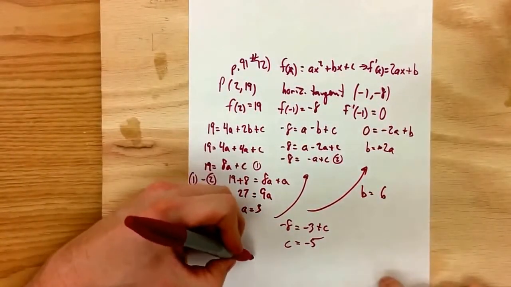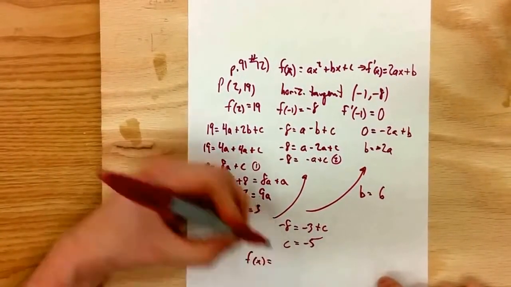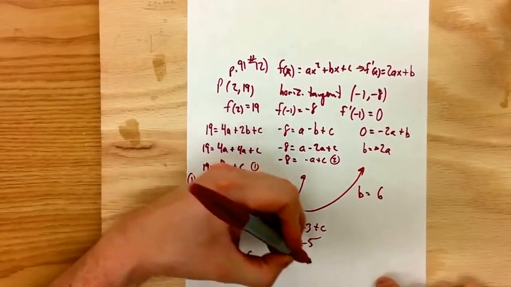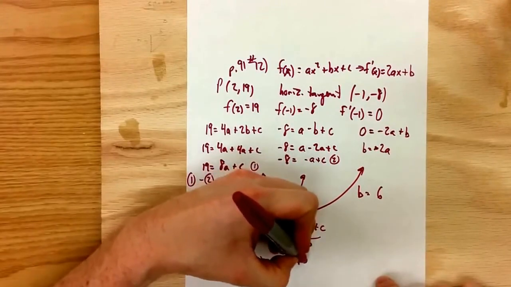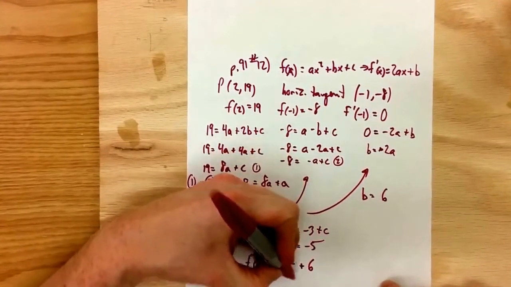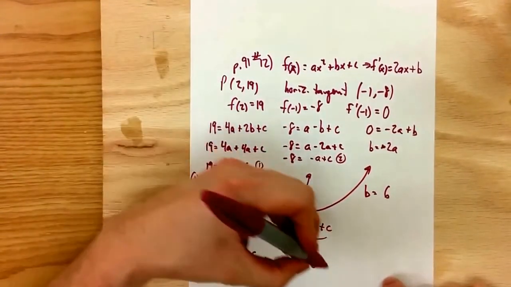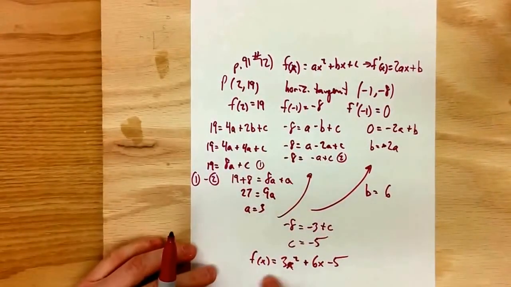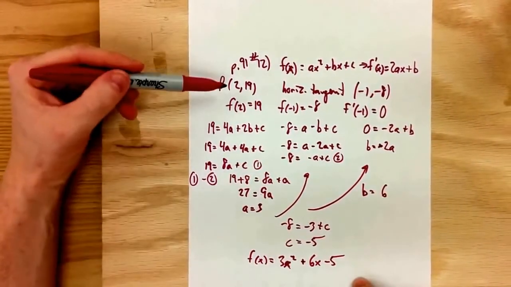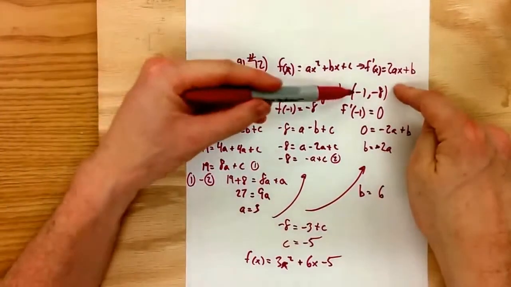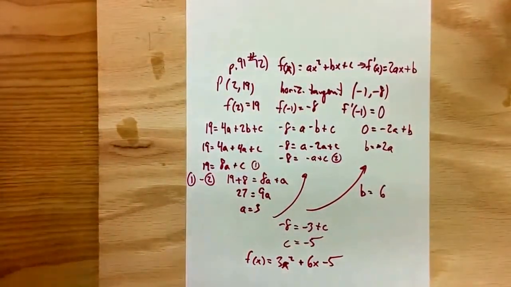So my actual quadratic from the beginning of the problem is 3x squared plus 6x minus 5. And that's the equation that goes through this point and has a horizontal tangent at (-1, -8).